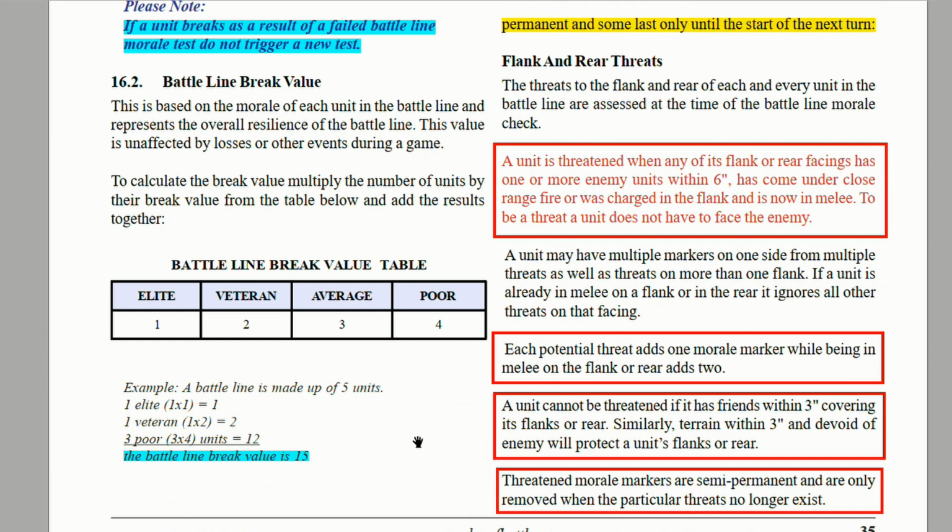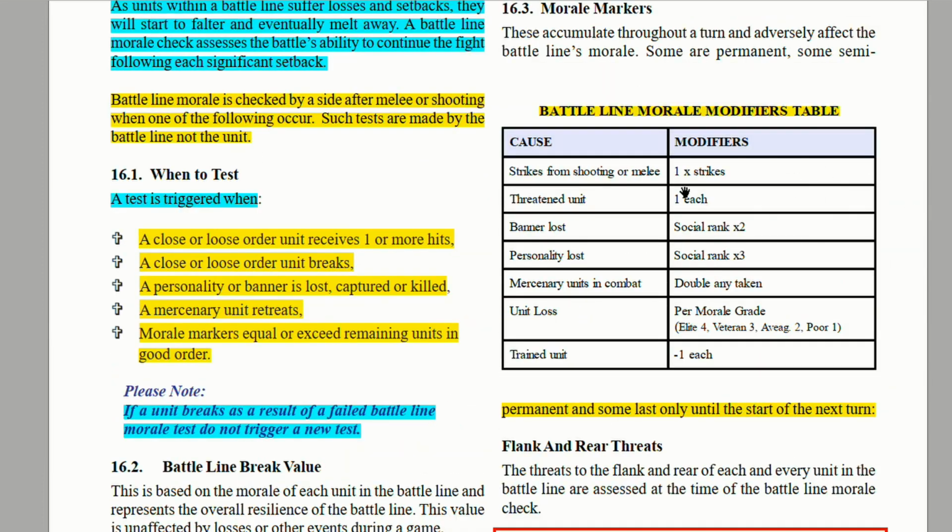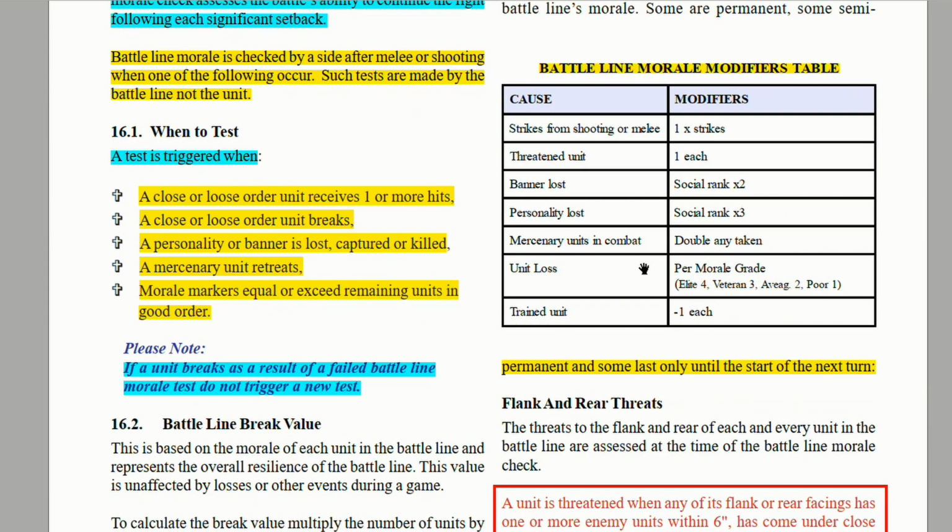How you test, you do a very simple calculation. Depending on the types of units you have, these are the values. You multiply with the number of units of elite or veteran, and you get a battle line break value, as you see here. Then you use the modifiers, depending on how many strikes or how many threatened units you have. Threatened units are units that are closer than 6 inches from your flank or rear.